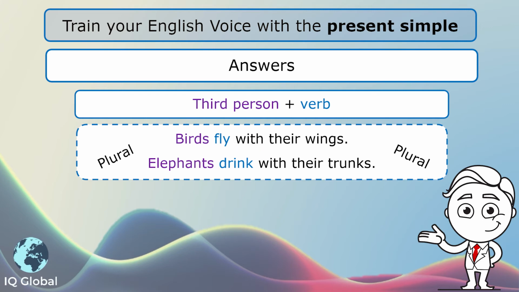Sentence 2, elephants drink with their trunks. Elephants, plural third person, followed by the verb drink, and then the rest of the sentence.